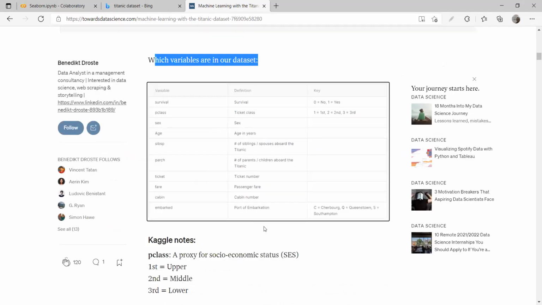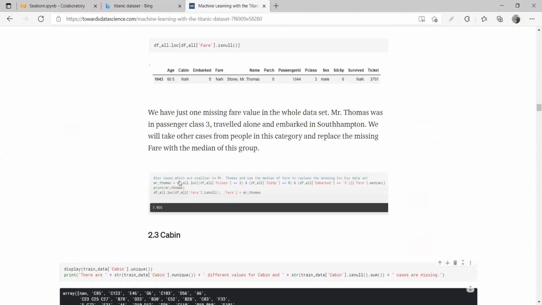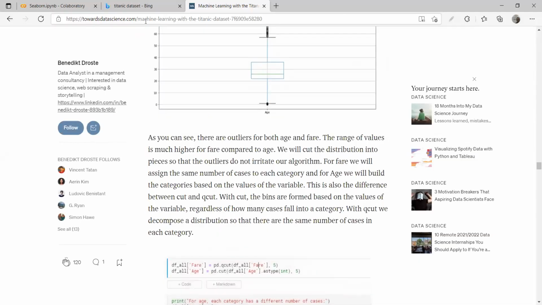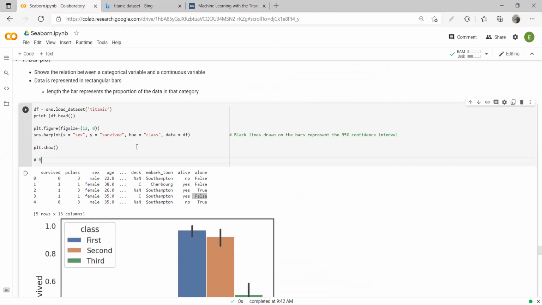So this is basically a data set, right? You can read more about the data set in this Kaggle, in this Towards Data Science, and you can easily download the data set as well as get the data set from here as well. I'll just say that read more about the data set from this link, right?